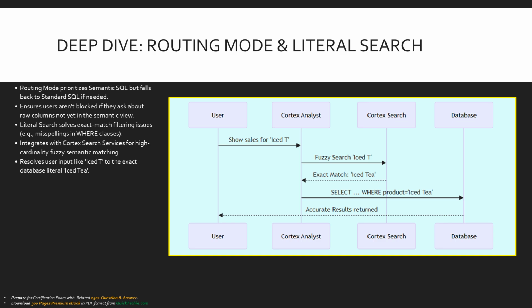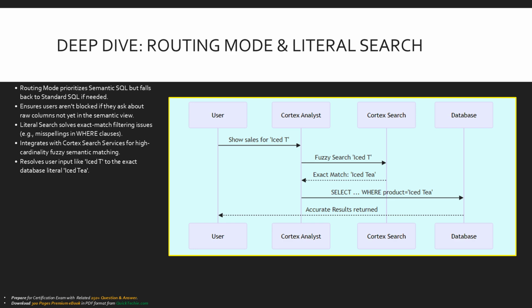Second, we have literal search. Often, generating correct SQL requires filtering on exact literal values that a user might misspell. For millions of product names or high cardinality dimensions, we integrate Cortex Analyst with Cortex Search. Cortex Search performs a lightning-fast fuzzy semantic search to find the exact database literal before writing the SQL, completely eliminating empty result sets caused by typos.